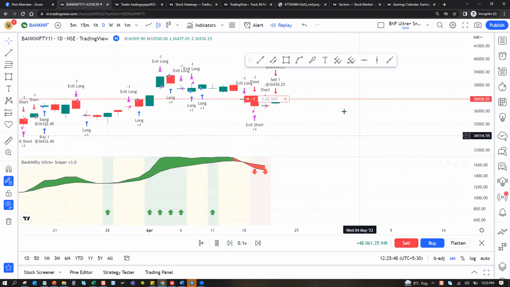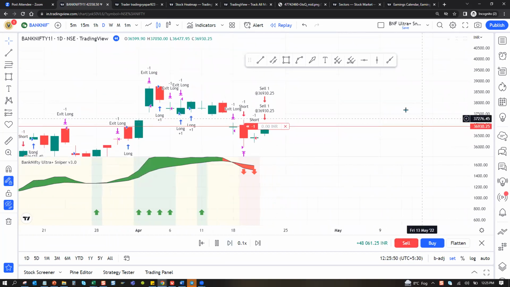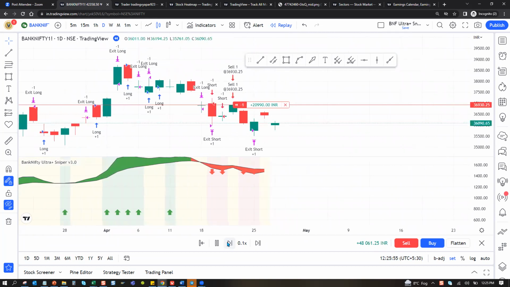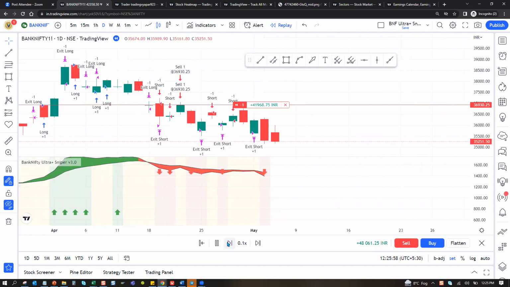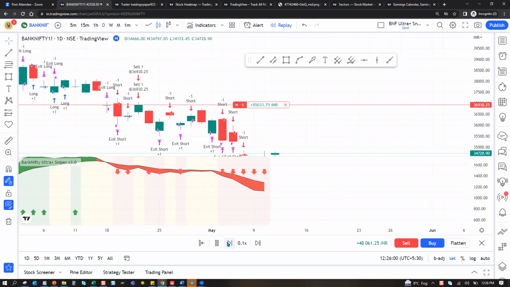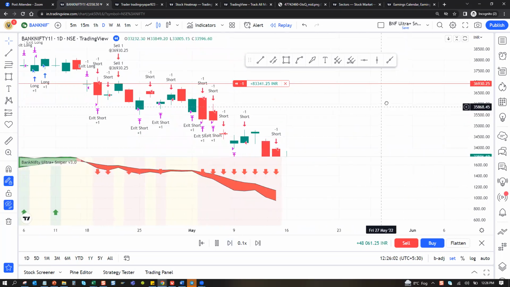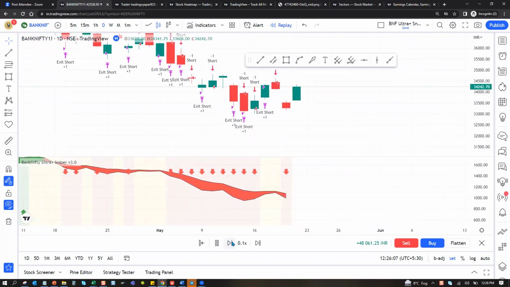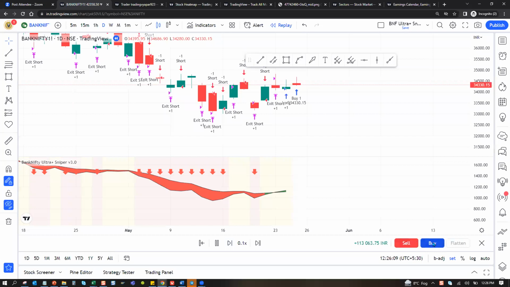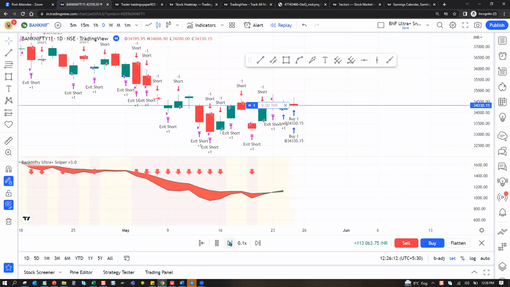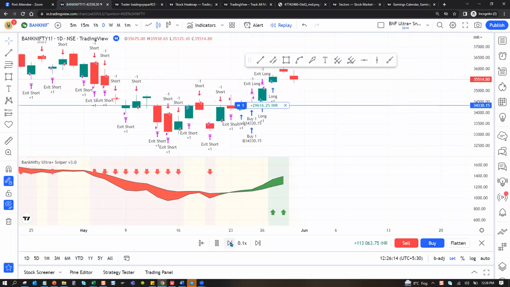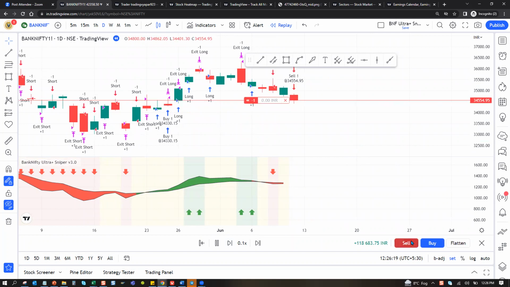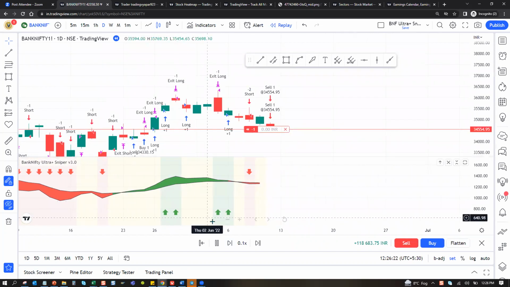So we can wait for one more candle. Okay, now red. A candle here or there, it's fine. No worries. So red. It is cracking down. So green, buy. It turned red, red, sell.